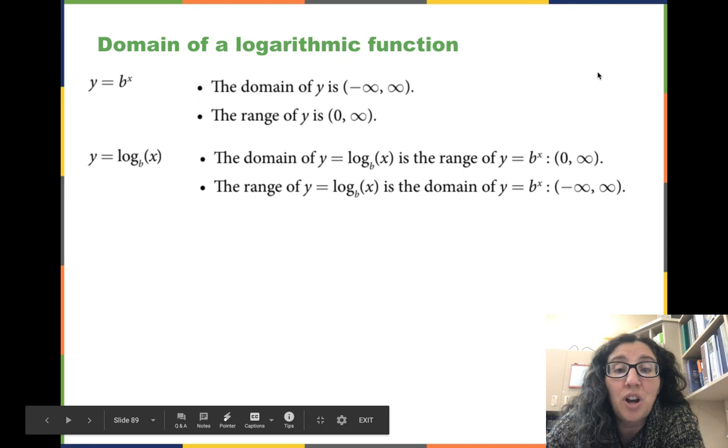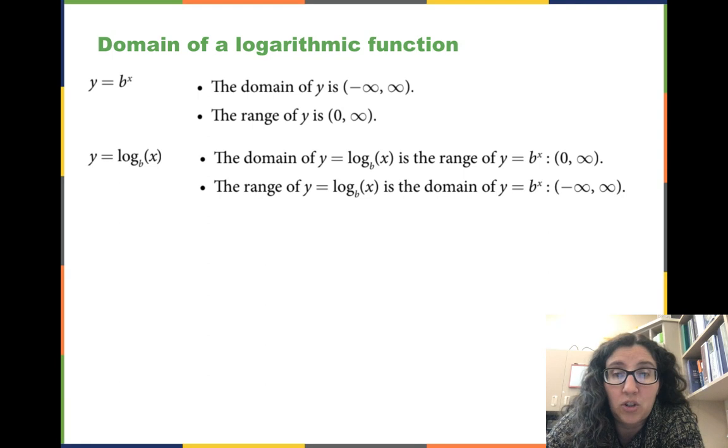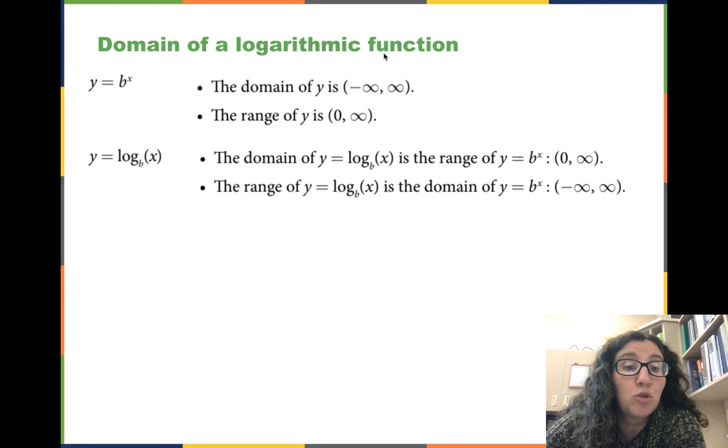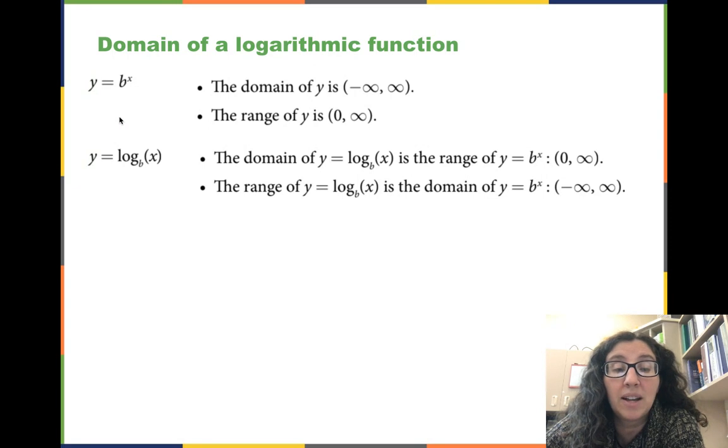Okay, so we're going to start talking about graphs of logarithmic functions and thinking about how we might transform them or what they might look like in different situations. So before we do that, let's just remember exponential functions, right? Think of one in your mind. It has a horizontal asymptote at the x-axis, right?